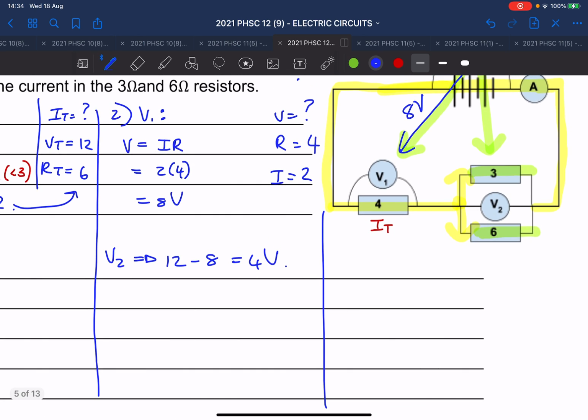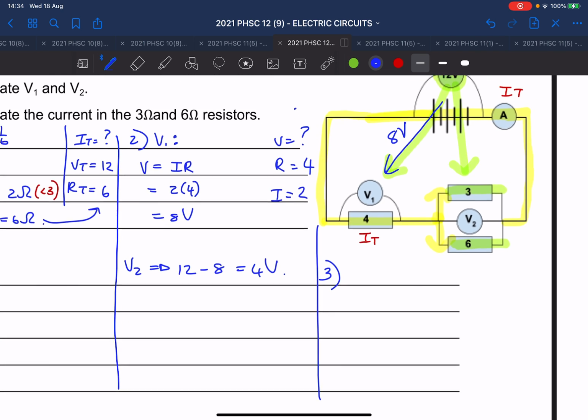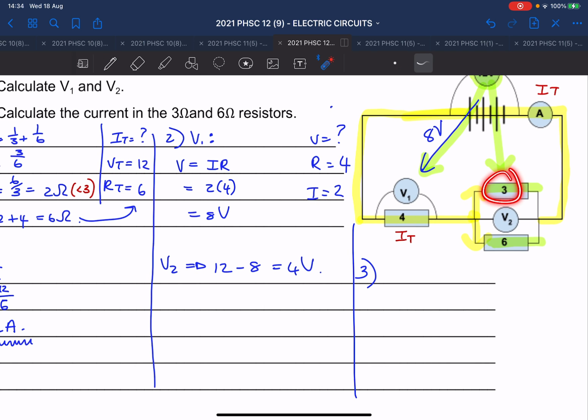Alright, and then the last question, question 3. They ask you to calculate the current that is in the 3 and the 6 ohm resistance. Now you could use that whole formula to calculate current, your volts and resistance, but what I want to practice here is ratios, because you might be forced to do ratios in the exam. Okay, how do we do ratios again?